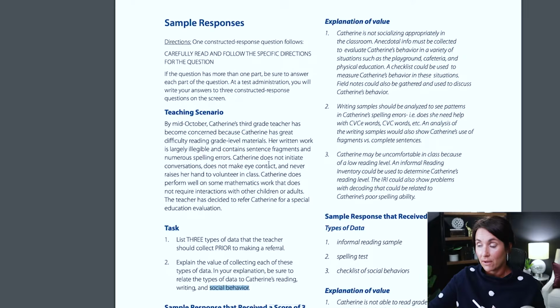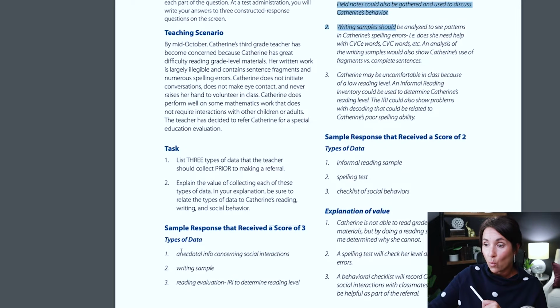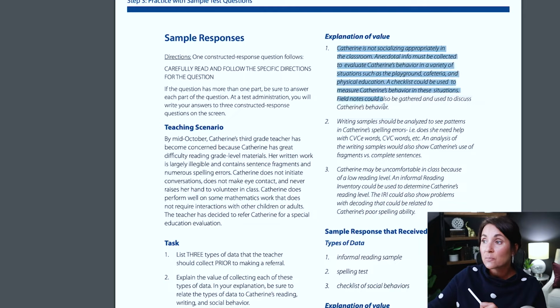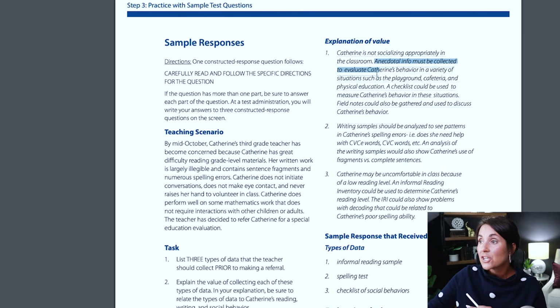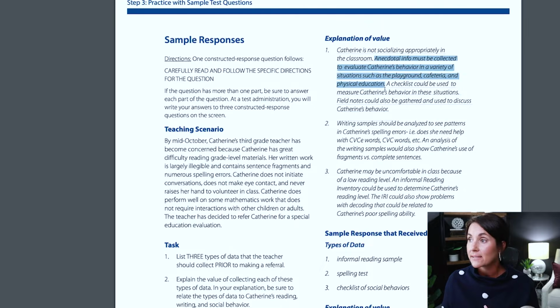Now let's look at the second part of the question or the task. Here, 1, 2, 3 matches up with 1, 2, 3 here. Now I've listed the types of data, and here I explain why I'm going to use that type of data. So here we have Catherine is not socializing. Anecdotal info must be collected to evaluate her behavior, such as interactions on the playground, cafeteria, and physical education. Notice specifics. Interactions on the playground, cafeteria, and physical education. Specifics. That hits that other part of the rubric where it needs to be backed up with specific details.